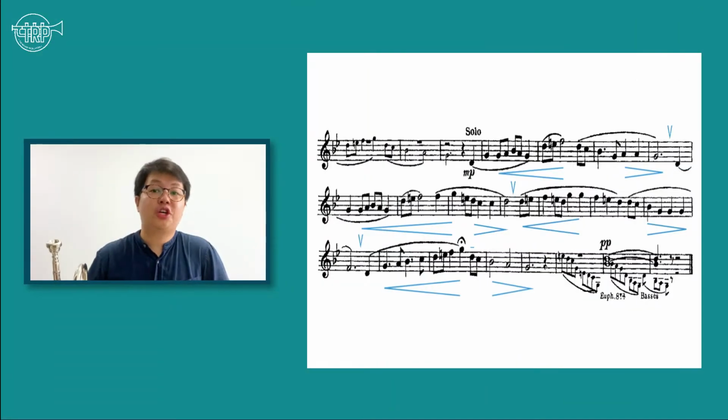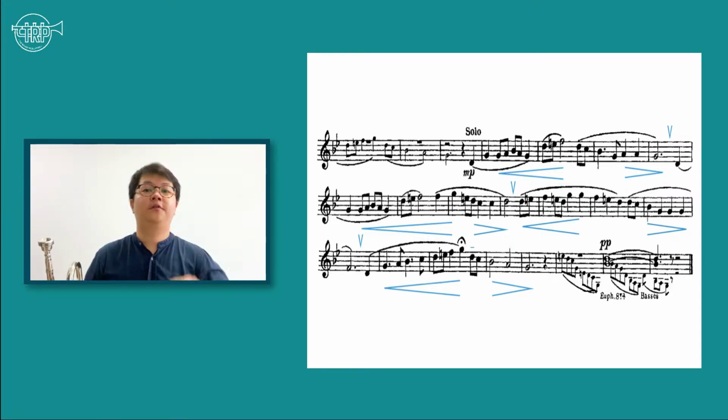Let's talk about the phrase structure of the Second Suite in F by Gustav Holst. Here, we have four 4-bar phrases. When you play this excerpt, try to link up these four phrases together to create one continuous long phrase.